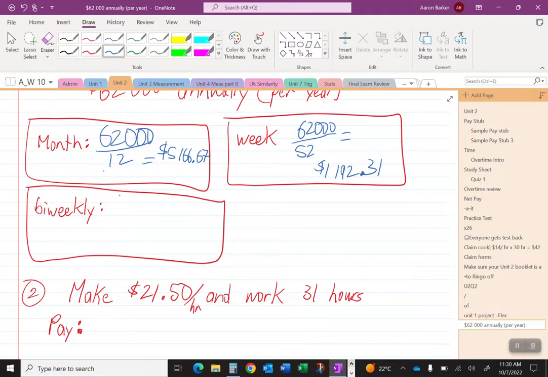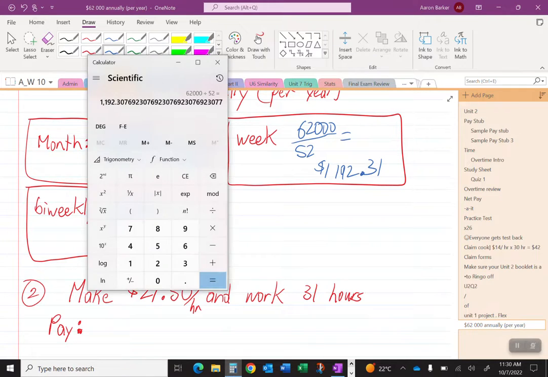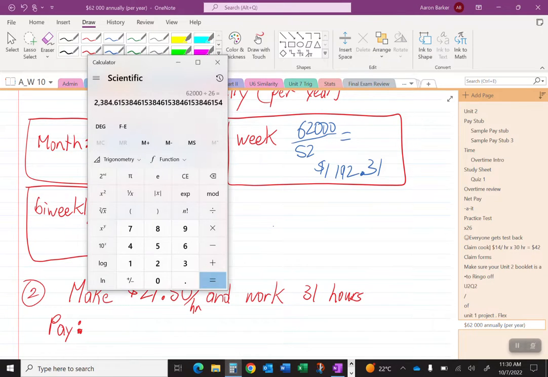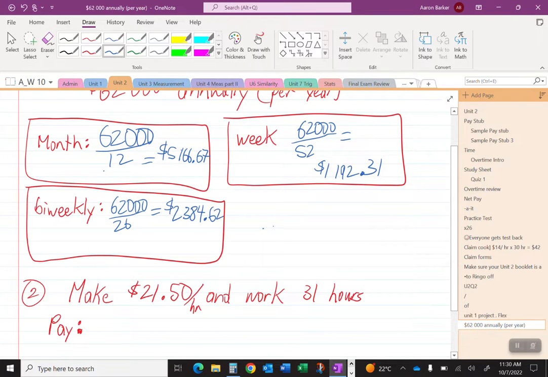Okay. Biweekly. For biweekly, we take $62,000 and divide it by 26, although there is another shortcut. So we take $62,000 divided by 26. That equals $2,384.62 when you round. Now, the shortcut I was talking about is you can take your weekly pay and simply go times 2. That works. They are connected, and they work out perfectly.